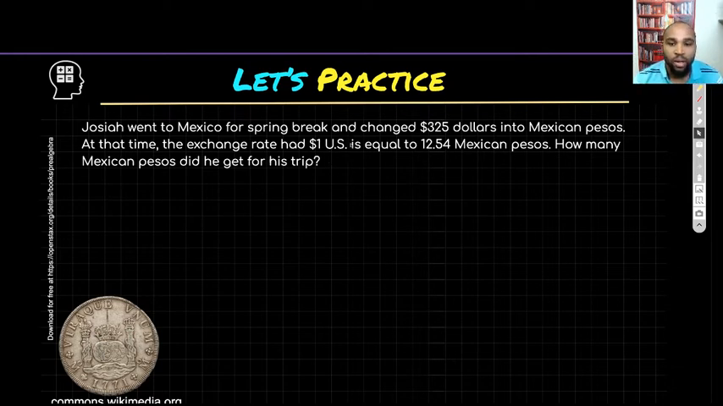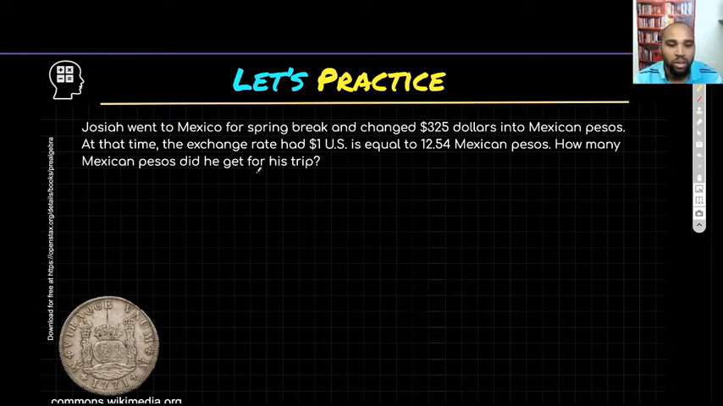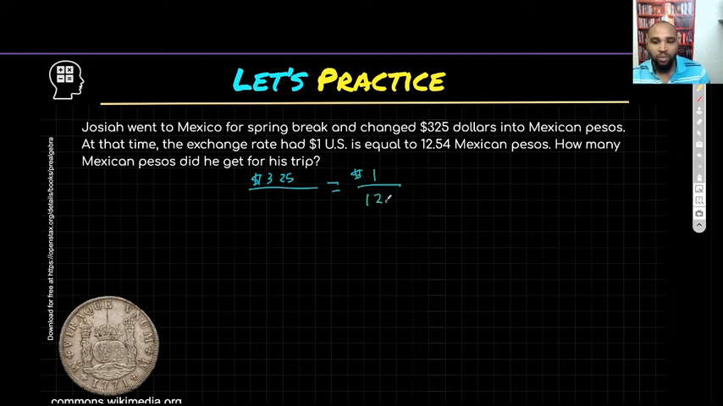Josiah went to Mexico for spring break and changed $325 into Mexican pesos. Let me get my pen out. So $325 into pesos. At that time, the exchange rate was $1 US dollar is equal to 12.54 pesos. How many Mexican pesos did he get on this trip? So how many pesos here?